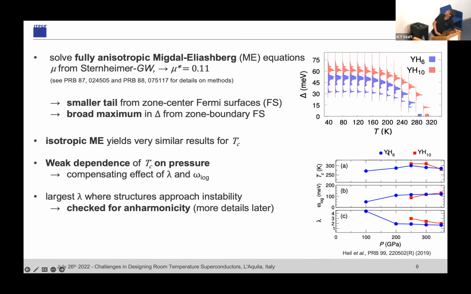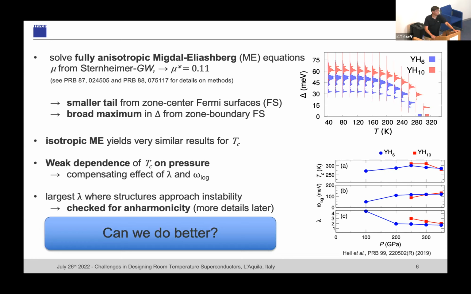So particularly for this yttrium H6, which is stable for quite a wide pressure range, you get quite a stable TC. And this is partially due to compensating effects of increasing electron-phonon coupling lambda and decreasing omega log. So these are the two counteracting effects here. And we ask ourselves the question, of course, can we do better? Can we do better than these yttrium compounds?